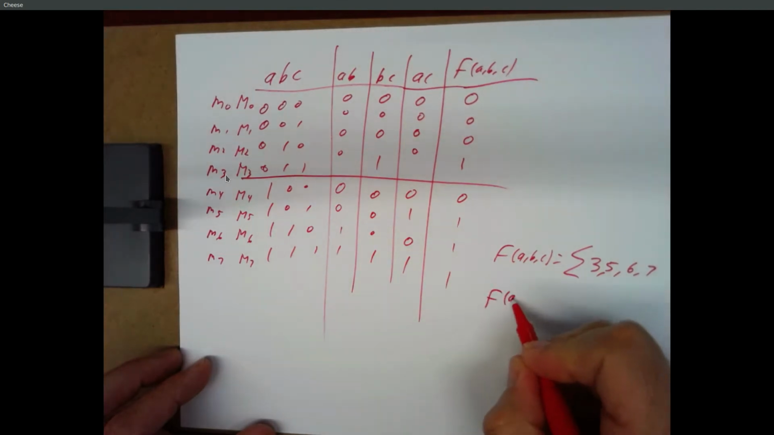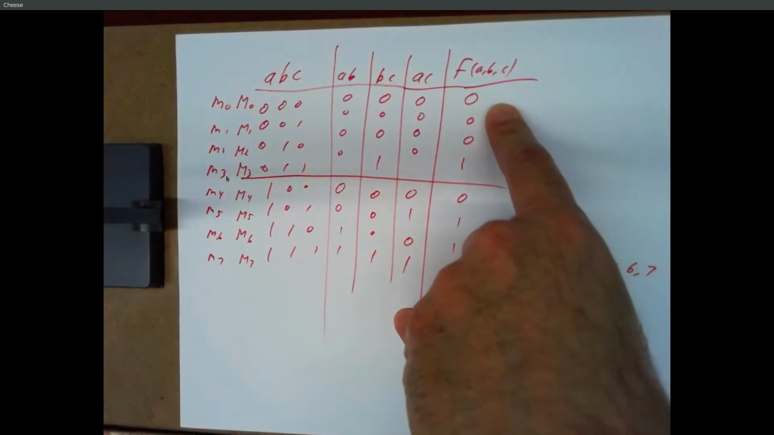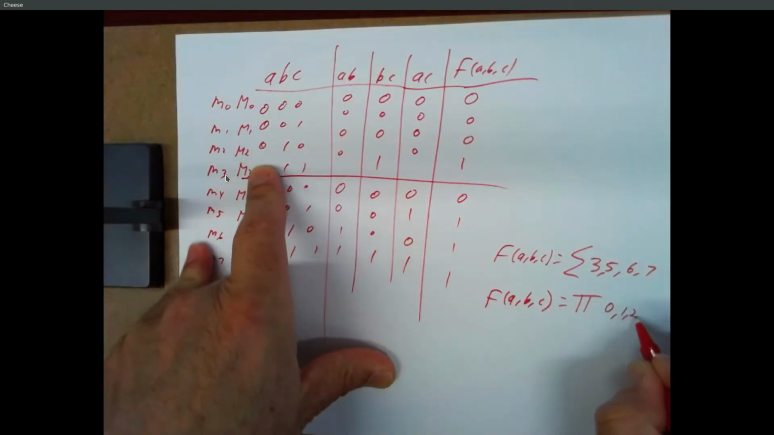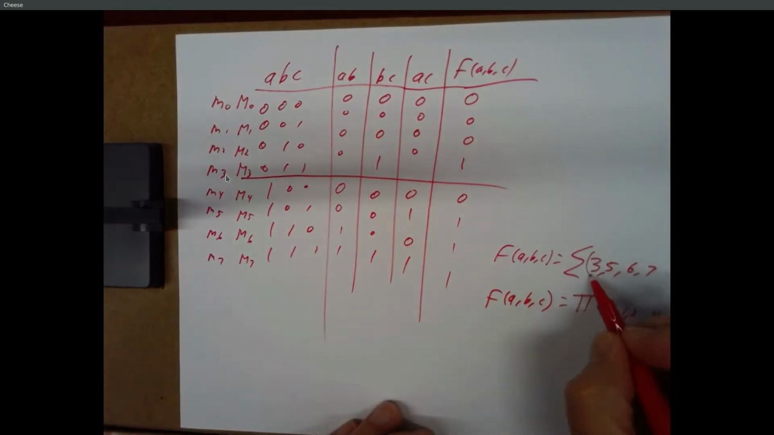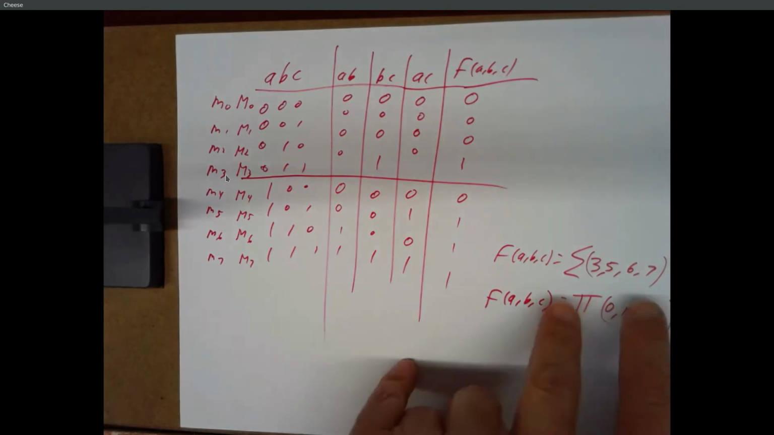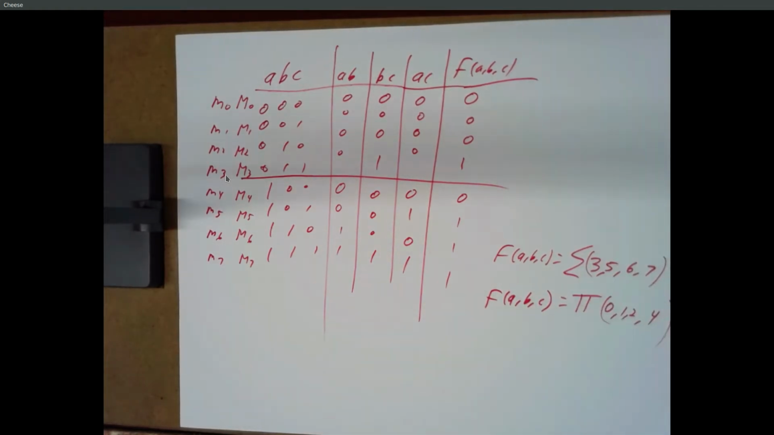If you want to write it as a product of sums in compact max term form, that's a product, and you write the max terms where f is equal to 0. So that's going to be terms 0, 1, 2, and 4. And the nice thing, if you write it in max term or min term form, is whatever numbers you don't have here, you'll have there, and vice versa. Right, because these are the zeros, these are the ones. So you should end up with a total of 8 terms, and they shouldn't overlap.